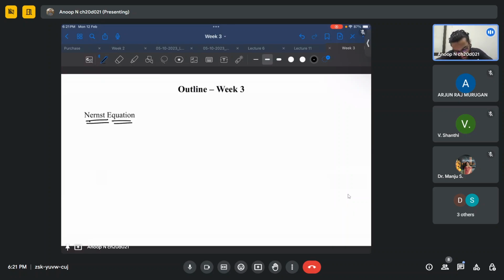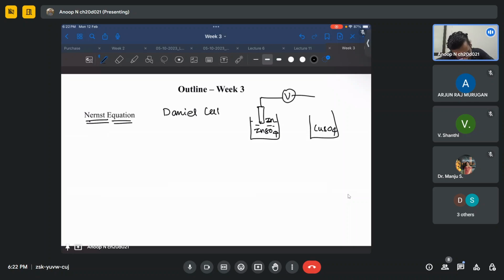So for the Nernst equation, let's take the example of the Daniel cell. What is the Daniel cell? We have two containers. One contains ZnSO4, another contains CuSO4. Here, zinc metal is dipped in zinc sulfate, and here we have a voltmeter. We have copper dipped in copper sulfate solution. The two compartments we can connect with a salt bridge. The concept of liquid junction potential, I'll briefly explain in the coming portion.